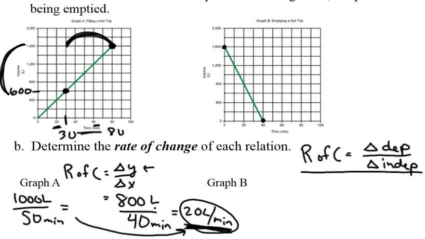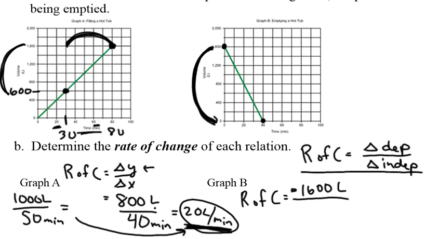What's the change in our y? Well, we have to be careful because initially for this one, the rate of change here, what's the change in y? We're not going from 0 to 1600. We're as high as 1600 and going down to 0. So this is a negative change. From 1600 to 0, a negative 1,600 liter change. And it's negative because the volume's going down because we're emptying the hot tub.